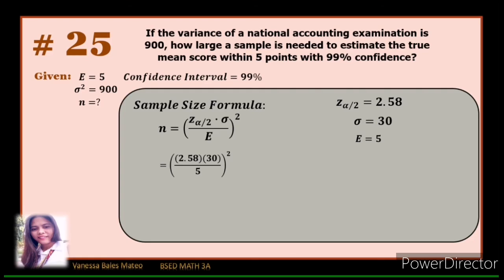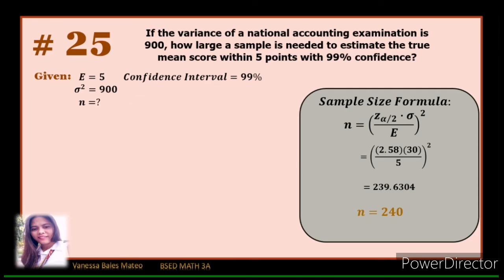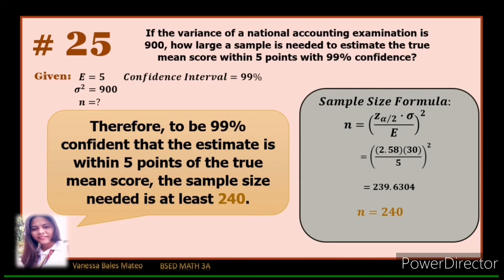So, our n would be equal to the square of the quantity of the product of 2.58 and 30 all over 5, and with the use of our calculator, n is equal to 239.6304. But the rule is to always round up n to the nearest whole number. So our n here should be equal to 240. Therefore, to be 99% confident that the estimate is within 5 points of the true mean score, the sample size needed is at least 240.